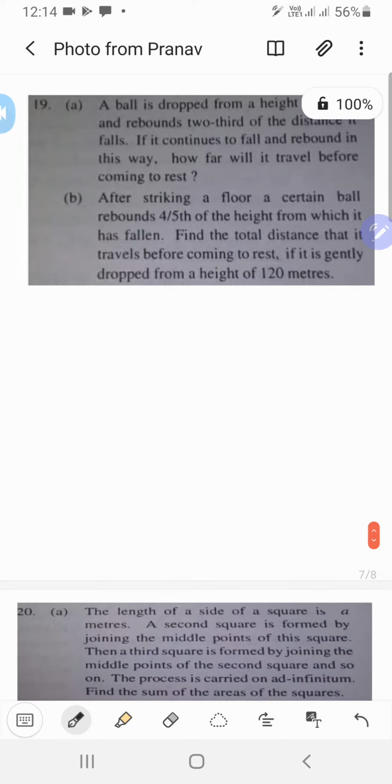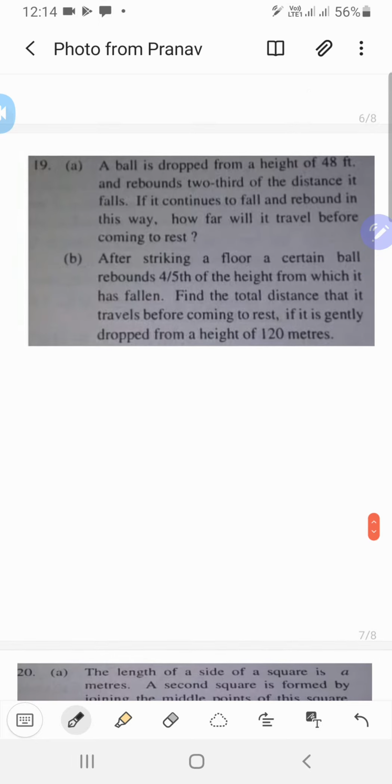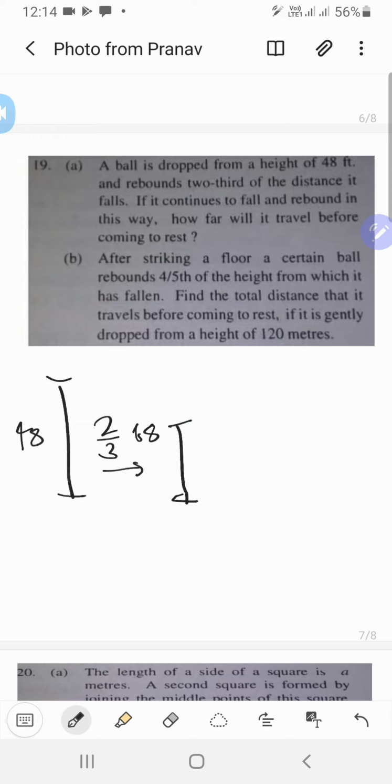Okay, this is another question which is of GP. A ball is dropped from a height of 48 feet. So suppose a ball is dropped from a height of 48 feet and it rebounds to 2/3 of the distance it falls. So it rebounds to 2/3 of 48 feet, right? So this becomes this much. If it continues to fall and then rebound once again this way, so the next time it reaches the height of 2/3 squared of 48, and then it keeps going like that. Okay, how far will it travel before coming to rest?